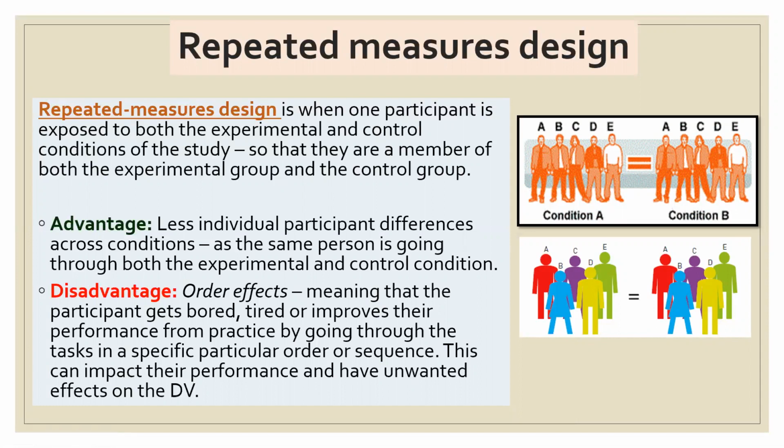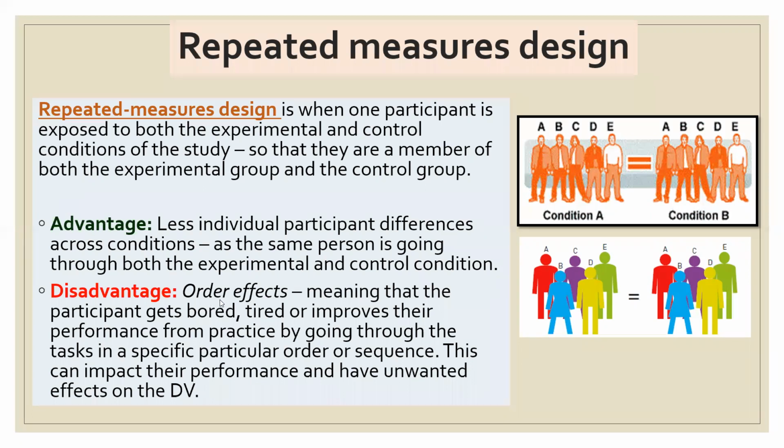Now, the good thing about this is obviously that it does reduce individual participant differences. It's the same person going through the experimental condition and the control condition. So because it's the same person being reused, there's going to be less individual participant variation or differences there. And so the DV, or the results, are going to be less likely to be confounded by other variables other than the IV.